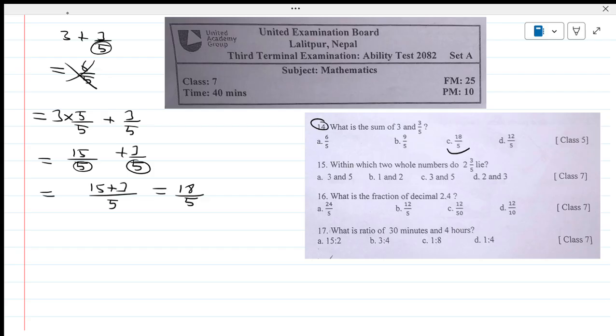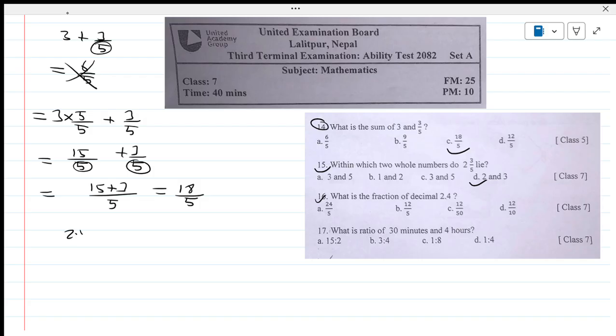Okay, 14 is done. Now we go with number 15. So the question is, within which two whole numbers does 2 3 by 5 lie? So we have to identify within which two whole numbers this mixed fraction lies. So 2 whole number 3 by 5, obviously it comes after 2, and after 2 the next whole number is 3, is it? So it's obvious that this rational number lies between 2 and 3. So the option is D.